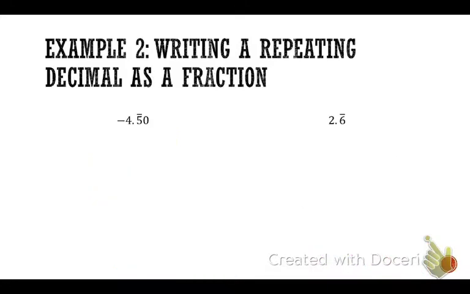Negative 4.5 repeating 0. So funny. Do you think that 0 means anything? No. A 0 repeats in a decimal place. That means nothing to me. All right, step 1, put it into an equation. X equals negative 4.5 repeating. Step 1, put it into an equation. Negative 4.5.